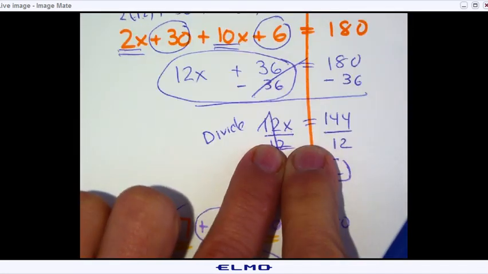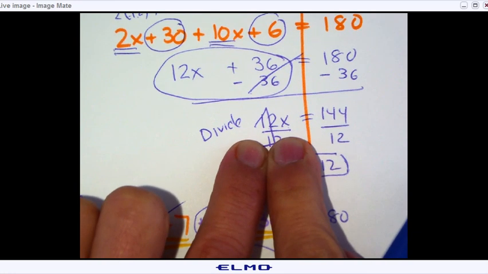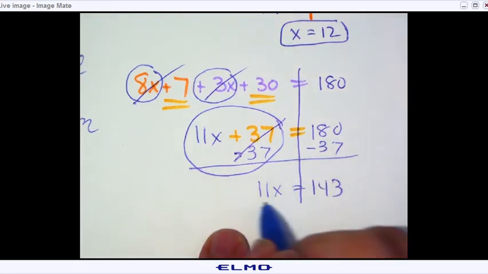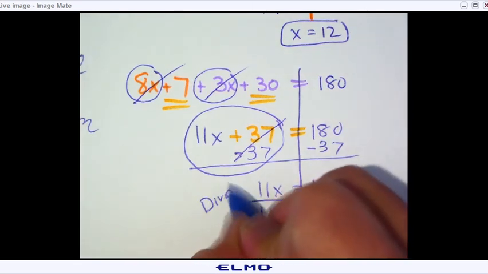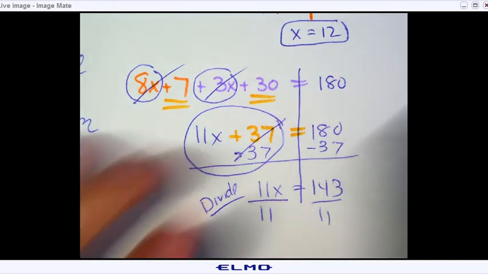Now, what did we do when we got to the final step? On the first one, we divided by 12, which is the coefficient. It's the number next to the variable. So I'm going to divide by 11. And what's 143 divided by 11? I'm going to use my calculator, which is 13.